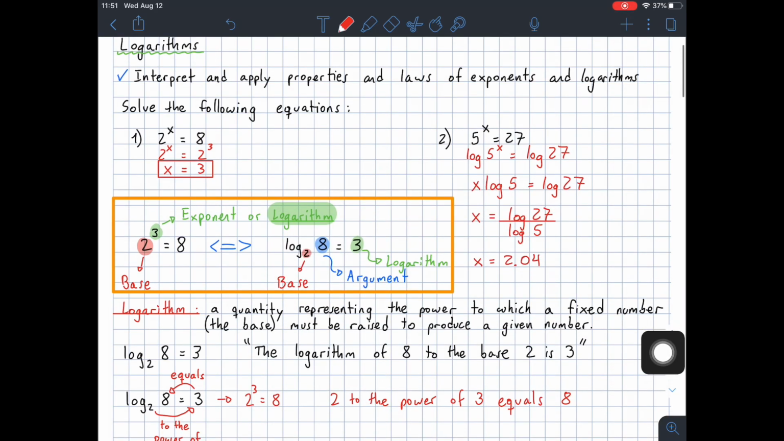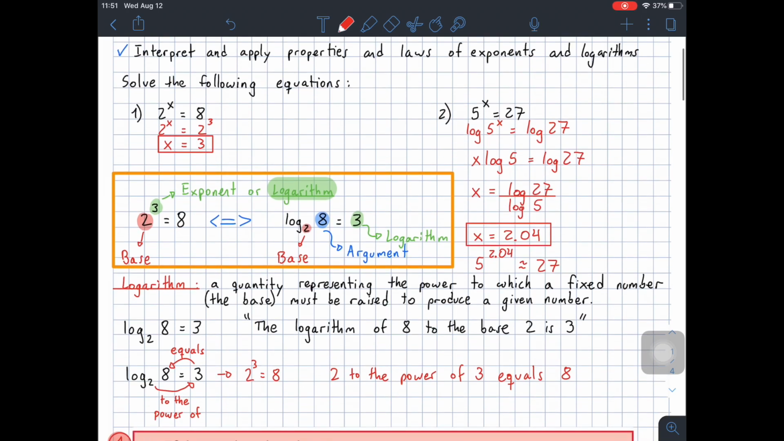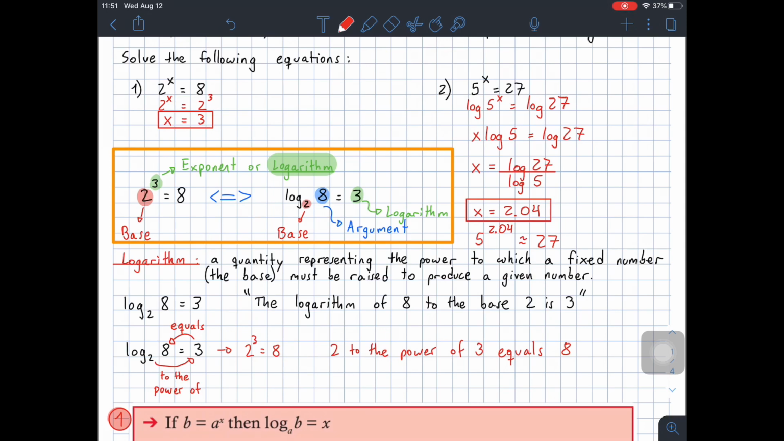This means that if I go back to the original equation, 5 to the power of 2.04 will approximately be equal to 27, okay? That's what we just found by finding this value of x, right? Okay, so that is why logarithms are sometimes very useful. So this is what we have seen from last class.